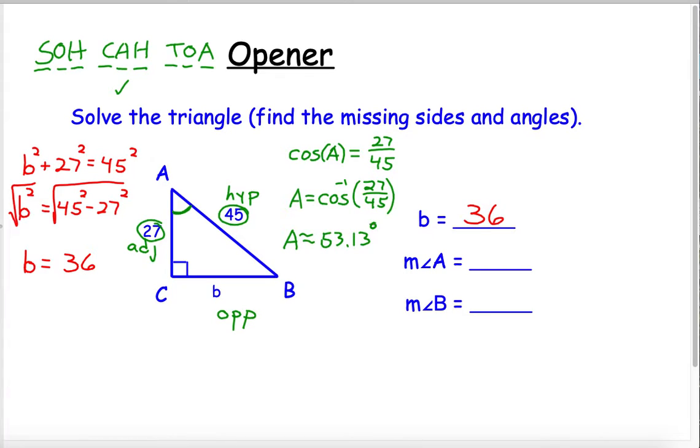53.13 degrees. There were no specifications on how far we should go for rounding, so I'm making the call. 53.13 degrees. All right, now we need to find angle B.